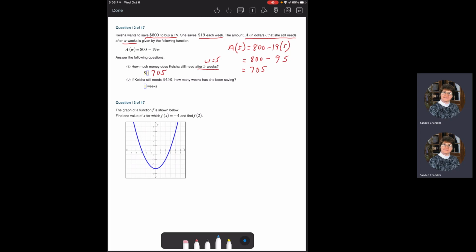Part B tells us if Keisha still needs 458, how many weeks? All right, so 458 is our A, and we want to search for W. So we take 458 equals 800 minus 19W. Well, this is our fun algebra problems, right? There's several ways to do this. We can add the 19W to both sides.